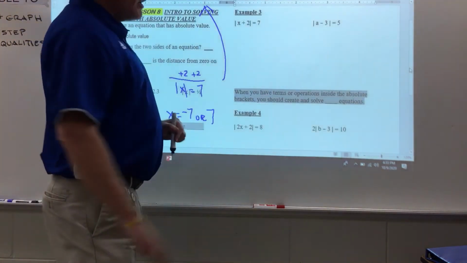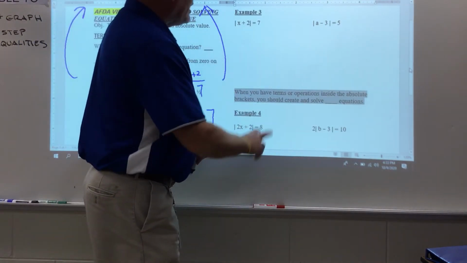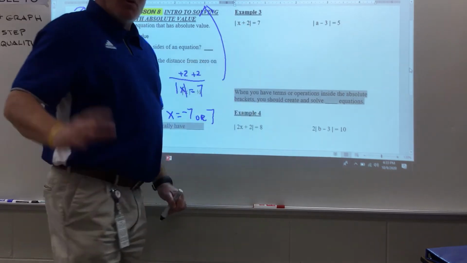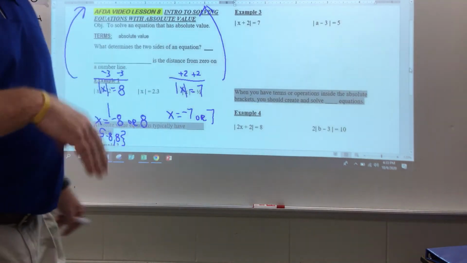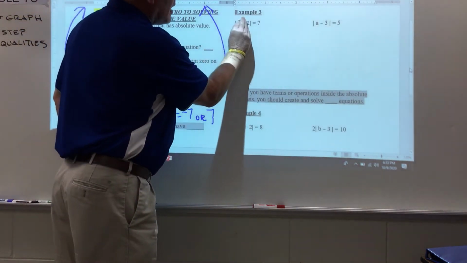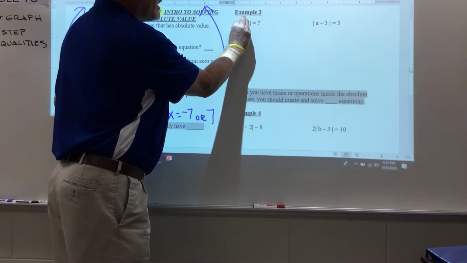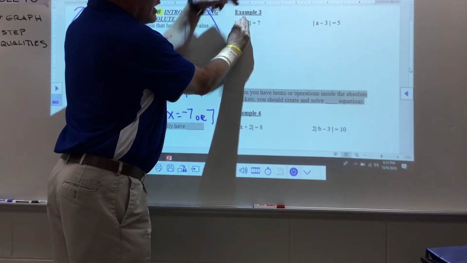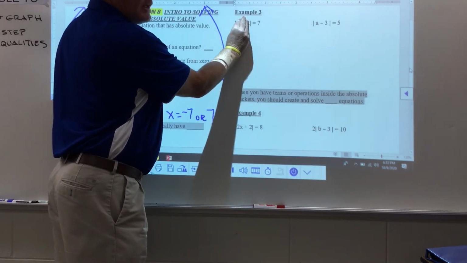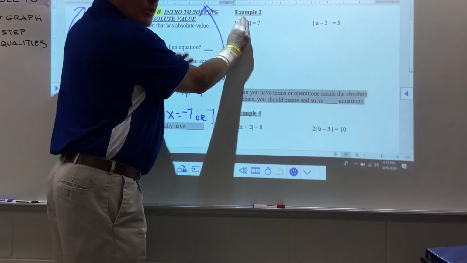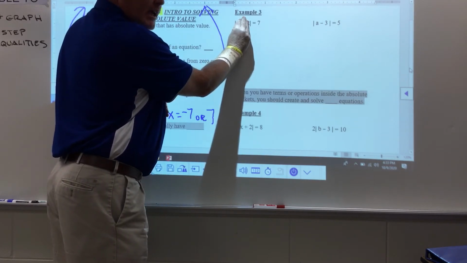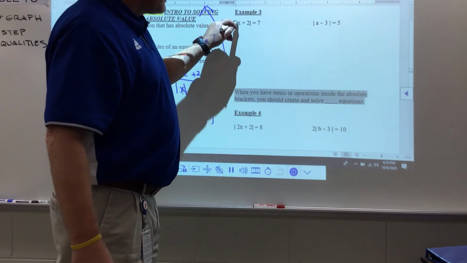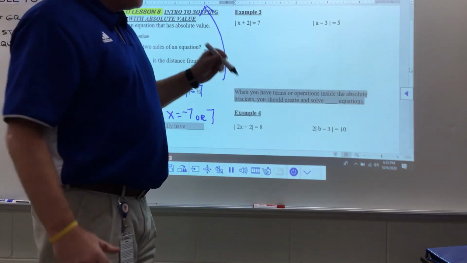Now, example 3 looks a little bit different than what we did before. Example 3 has some operations on the inside of the absolute value, so we're going to have to take a little different approach. Just for a moment, let's cover up what's inside of that absolute value. If we took the absolute value of something and we wanted it to be 7, what values would be there? It's got to be either a 7 or a -7, but it's not. It's an x plus 2. But what we just said is that x plus 2 has got to equal a 7 or -7.